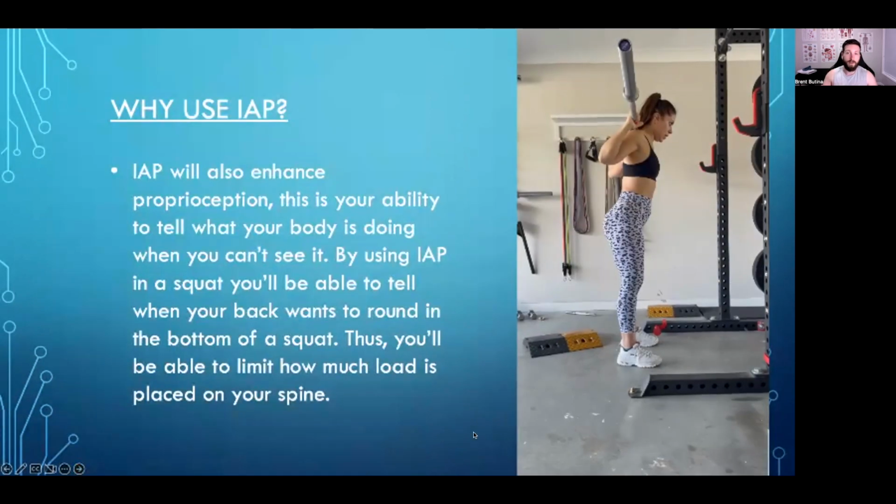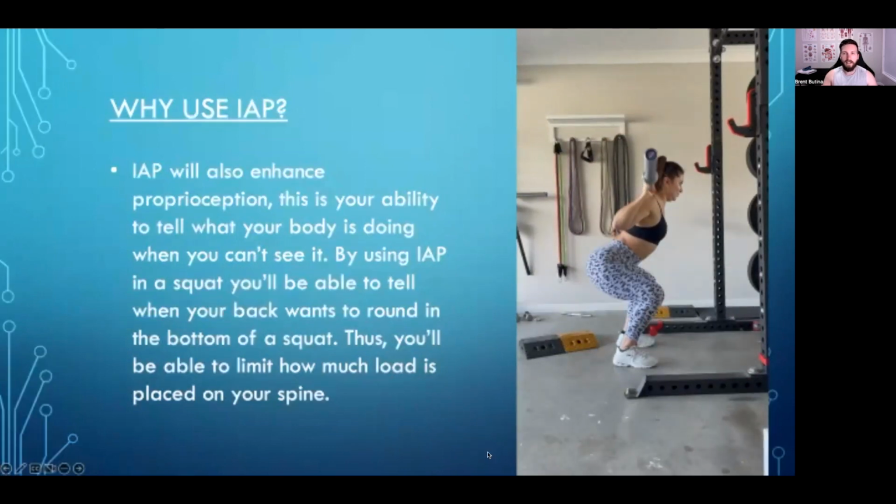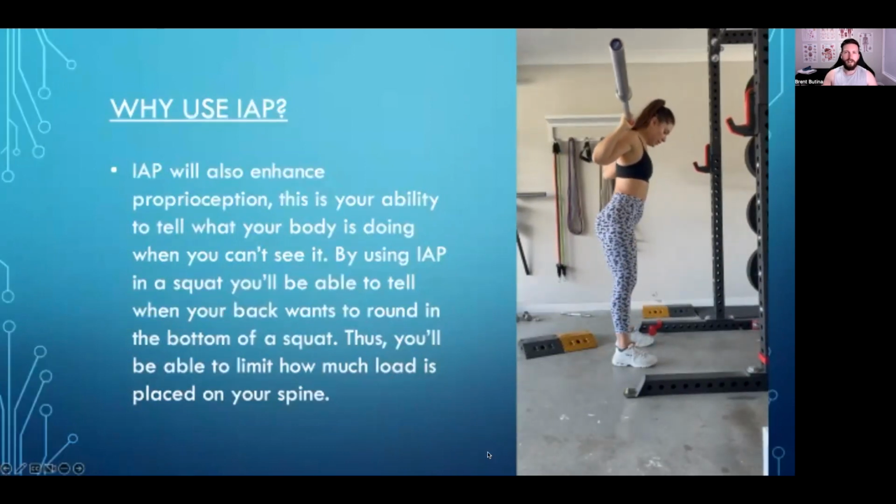So why else would we use intra-abdominal pressure? Well, it's because it enhances proprioception. So this is our ability to feel where our body is in space and time without necessarily looking at our body. What does that mean, Brent?